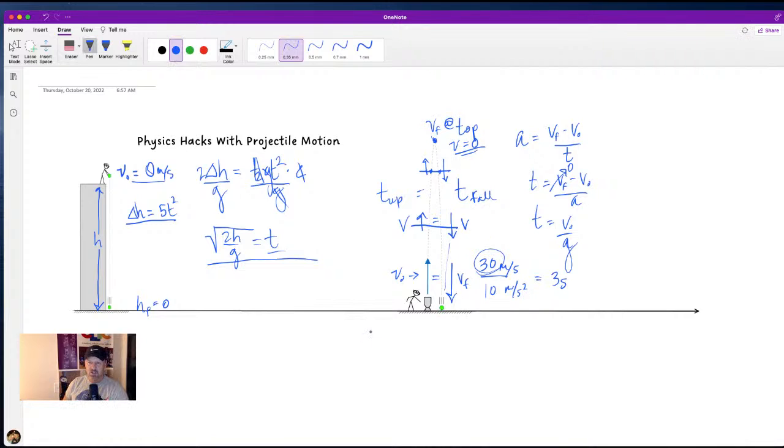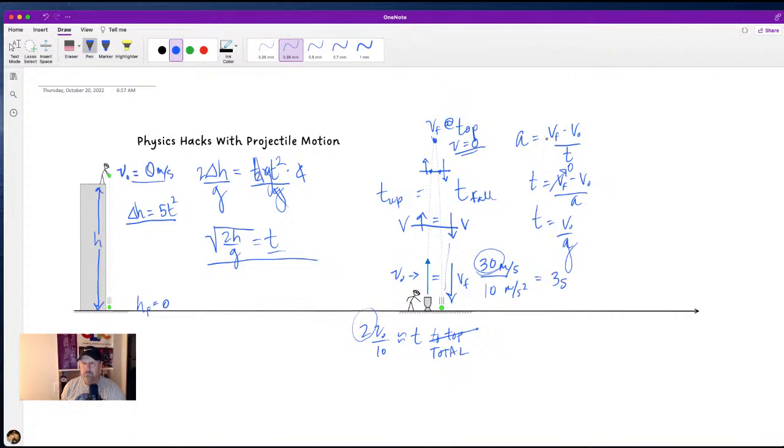Okay? So that means you can take V initial divided by 10, and that will be the approximate time to the top, to its maximum height. That means if you take 2 times that value over 10, will give you time total. So total time of flight is the 2.